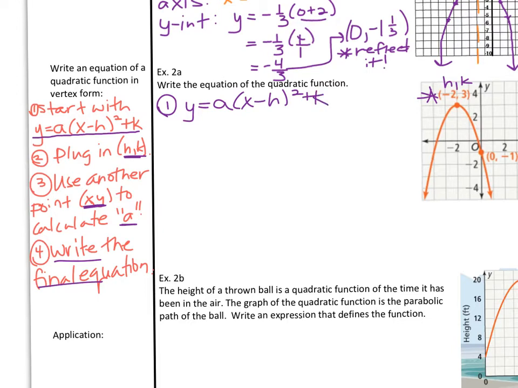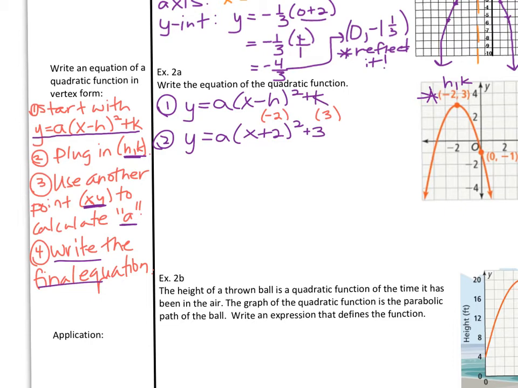If the vertex is (-2, 3), we substitute in -2 for h and 3 for k. Now we have a double negative. That means we'll have to simplify the inside. If we have x minus -2, that becomes x plus 2 squared. 3 was positive, so we say plus 3.